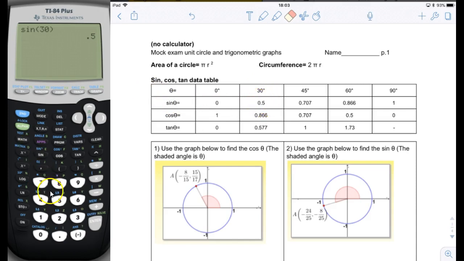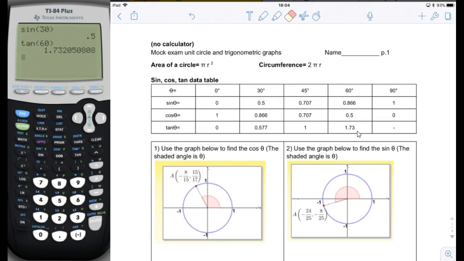Okay. So now I'm going to do tangent of 60 degrees. That gives me 1.73. Tangent of 60 degrees gives me, do you see the intersection? 1.73. Okay?